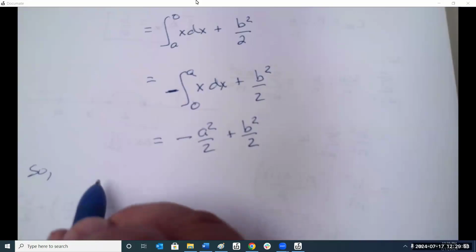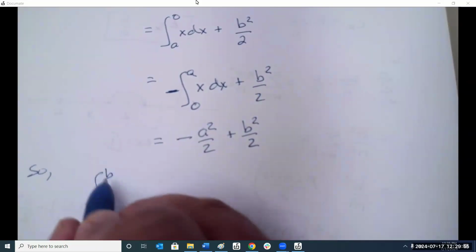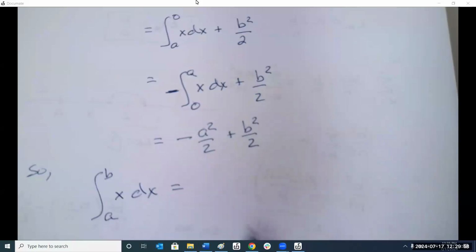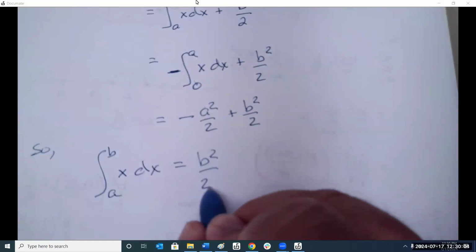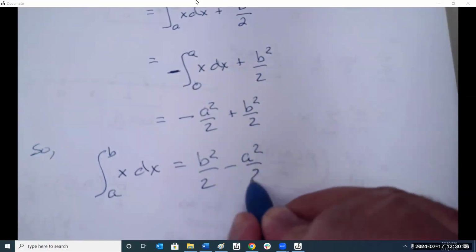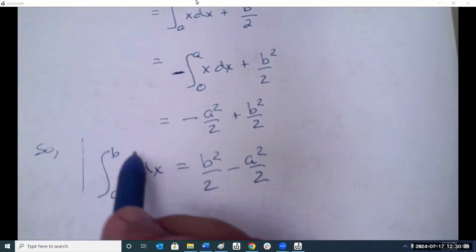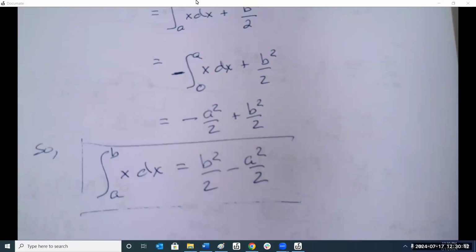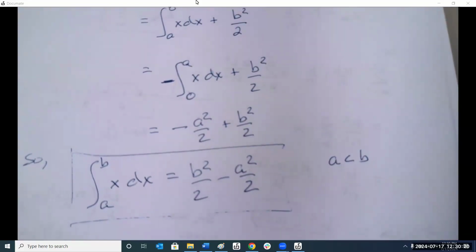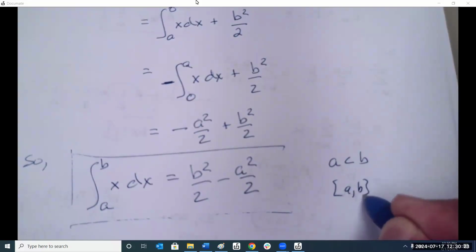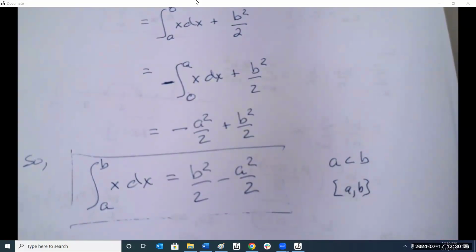So what does that show us? We're getting closer to defining how we're going to do these integrals. So B squared is positive, minus A squared. And there you have it. We do this because A is less than B for the interval. This shows us the method of how we're going to do integrations now.